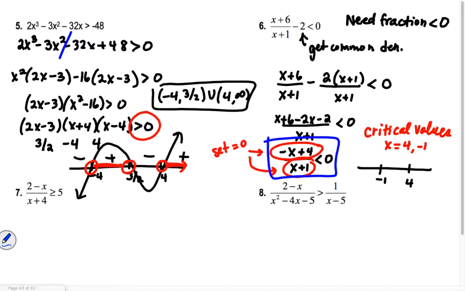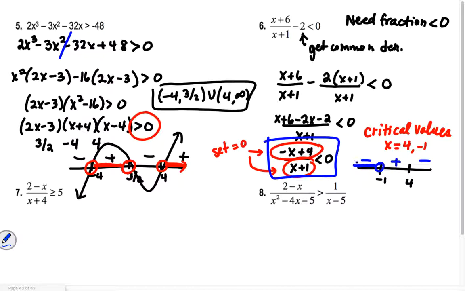So -2 gives me a negative on top. No, not a negative, sorry. Positive on top and a negative on the bottom. So if I have a positive divided by a negative, I get a negative. Then I try 0. When I plug in 0, I get a positive 4 on top and a positive 1 on the bottom. Positive over a positive is a positive. And if I try 5, I get a negative over a positive, which is a negative. We want where it's less than 0.